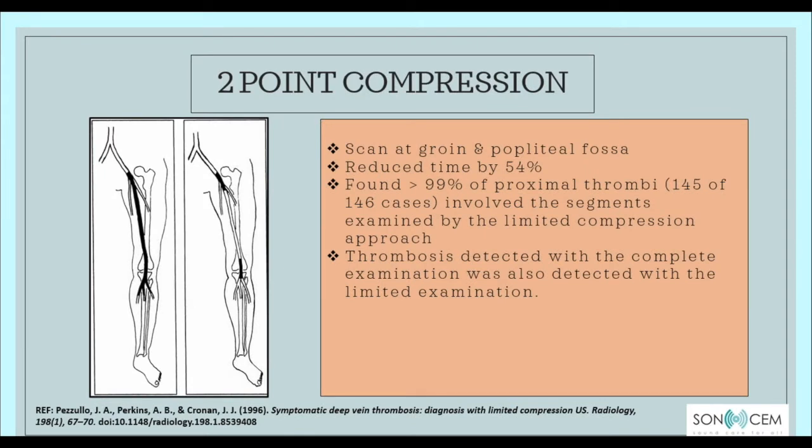So we start with the 2-point compression test. In this test, we scan at the groin and popliteal fossa. With this scan, it reduced the time of scan by half, which is 54%. More than 99% of the proximal thrombi were found with the limited compression approach, and the thrombosis detected by complete examination was also detected in limited examination.